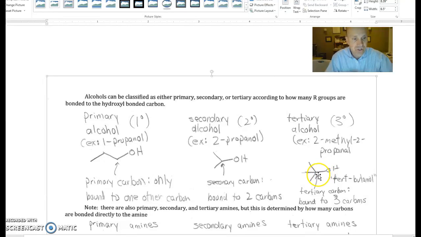But what makes this tertiary is that if you take a look at that carbon right there, there would be 1, 2, 3 different carbons bound to it. So that makes it tertiary.